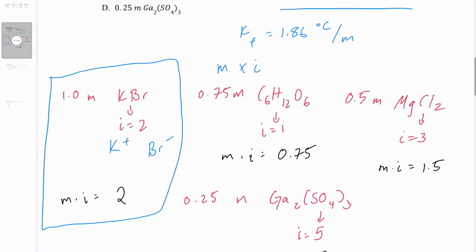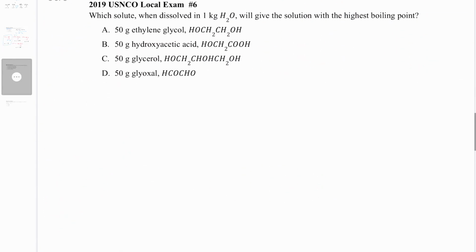Let's go to the third question, which is the 2019 USNCO local exam number 6. Which solute, when dissolved in 1 kilogram of water, will give the solution with the highest boiling point? We're dealing with boiling point, so we have change in TB equals KB times M times I.